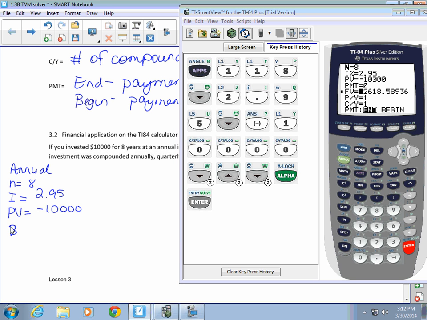So these ones, I better write those other ones in here too. So we skip payment. We skip future value. Our payment per year was 1, our compound per year is 1, and then we go back to future value, and then the button we press after that was alpha, and A is flashing, so then it was just enter.